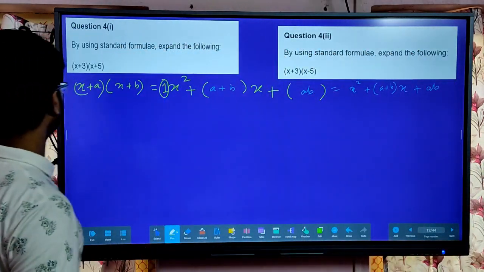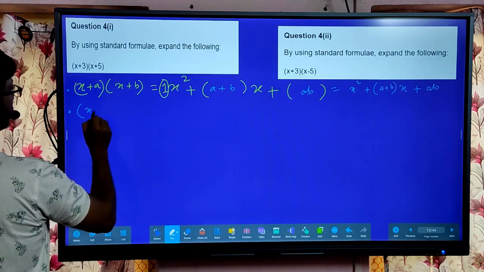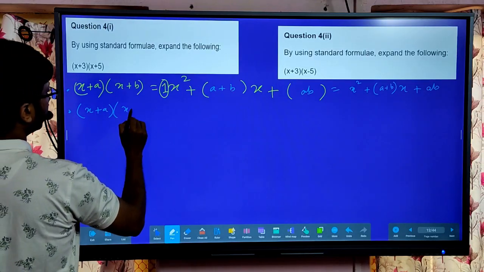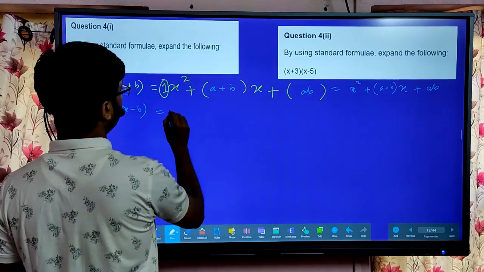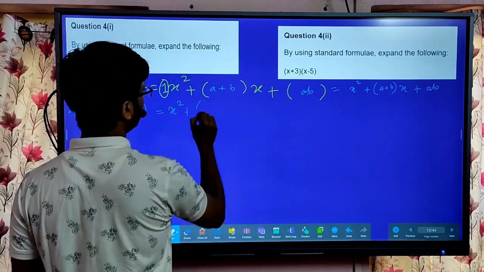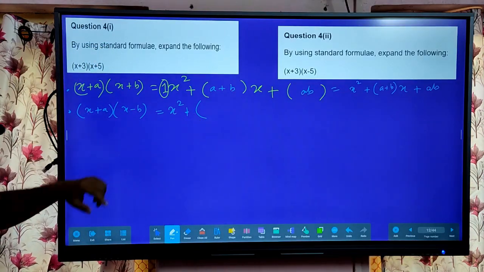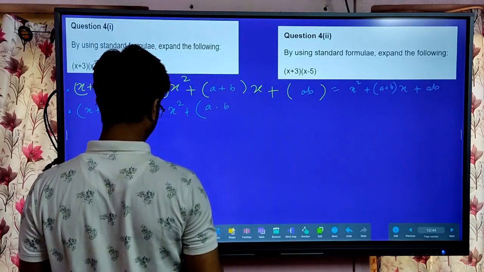Okay, now let us see another formula, not formula, different sign. So second is x plus a into x minus b. So how you will handle this? It will be x square plus, you tell me what it will be. It will be plus a into minus, plus a minus b.